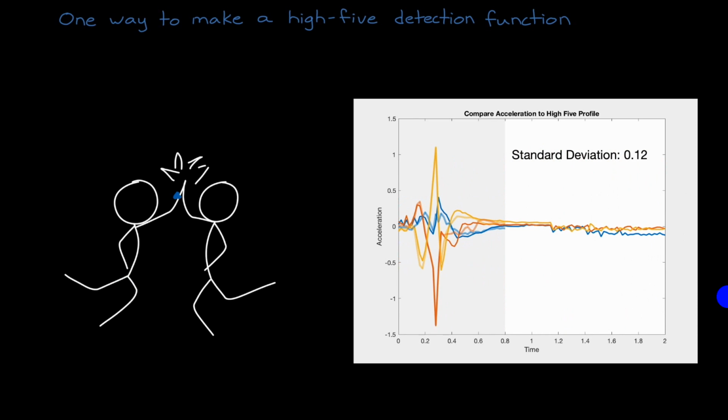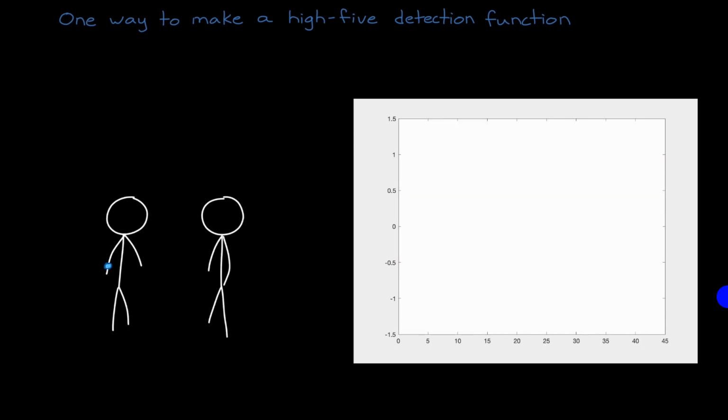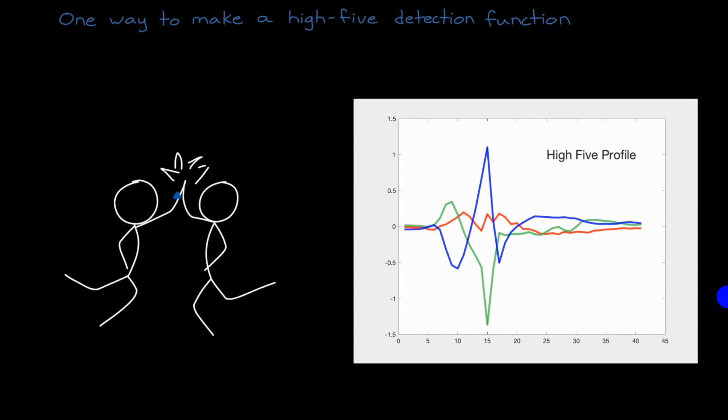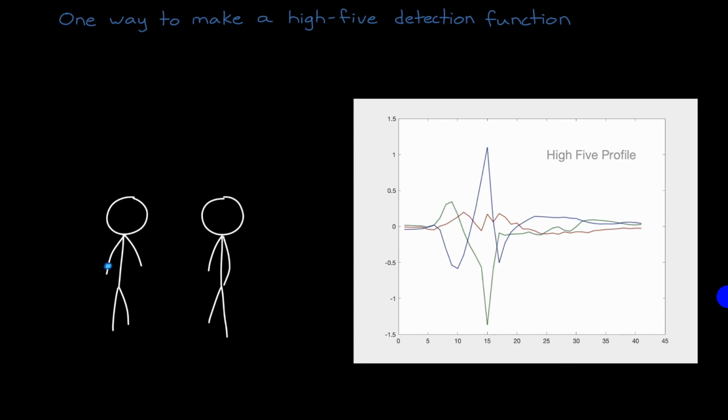However, we can make this problem more difficult by realizing that every high five is not the same, but that the acceleration pattern varies from instance to instance.